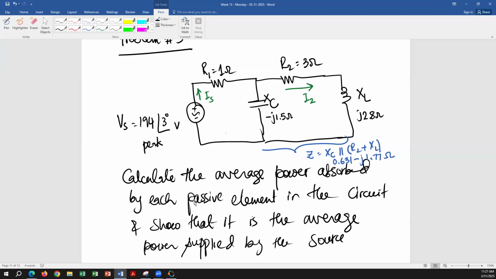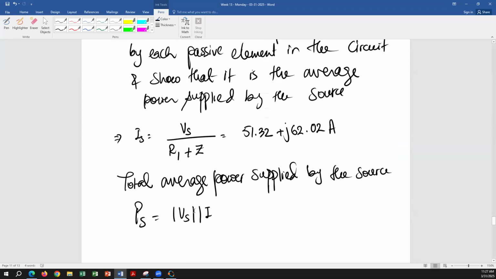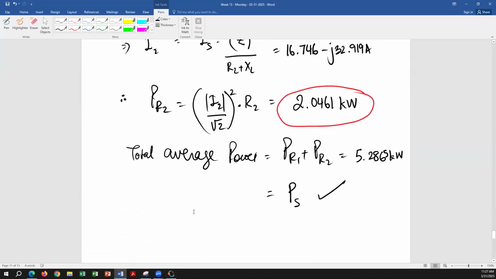If the problem also asks you to calculate the reactive power in the passive components, and then prove that the source is supplying the total reactive power, then you're going to concentrate on XC and XL, calculate the reactive power, and then calculate the reactive power of Vs and show that that's the reactive power. We can do that real quick. So let's do that since we have a couple of minutes, and it's going to take a couple of minutes to do that.